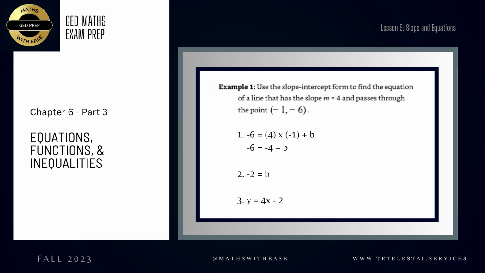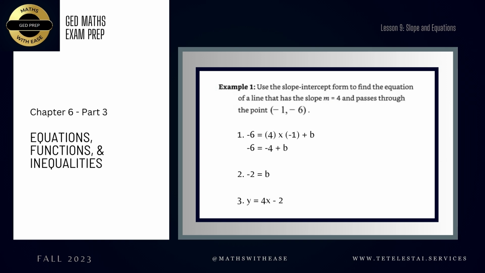Let me repeat that. You can solve for b in one of two ways. You can move -4 over the equal sign, and you would have +4 on the left-hand side. -6 plus 4 is -2, or you can add 4 to both sides of the equation. -4 plus 4 is 0, -6 plus 4 is -2, and so now we've established that b is -2, and then you would just rewrite your equation in slope-intercept form.